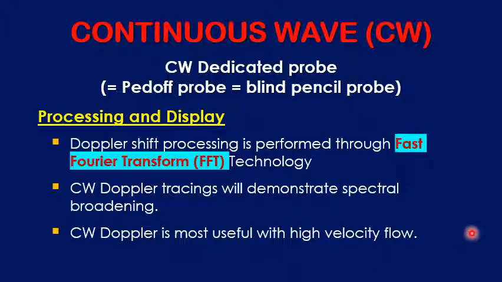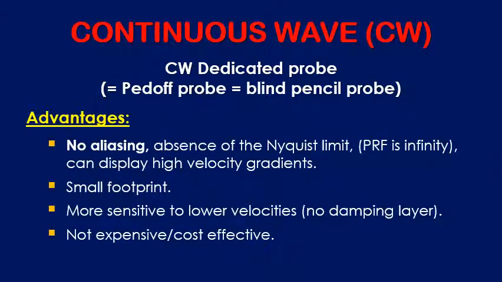So there's no aliasing, there's spectral broadening, and the technology used is the same as the Pulsewave, which is the fast Fourier transform, FFT. So what are the benefits or the advantage of the CW? Okay, there is no aliasing. This is the one famous thing about the CW. Why is there no aliasing?